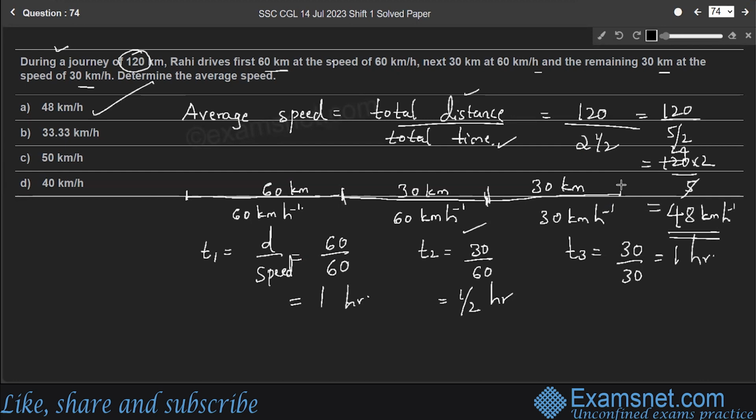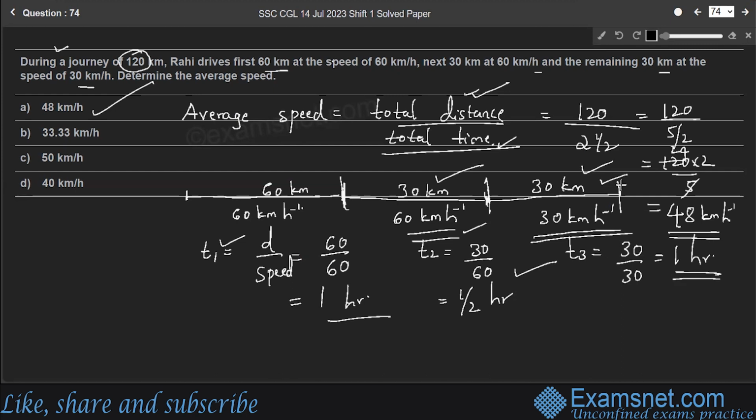Option A. So here we need total distance, which is already given. To find total time, consider the time taken by Rahi in 3 parts of the journey, right? In the first part, time is 1 hour. In the second part, time is half an hour because Rahi covers less distance with the same speed, right? And in the third part of the journey, Rahi is driving with less speed and covers less distance, since speed and distance are in the same proportion. Therefore, time is 1 hour, right? So total time is 2.5 hours. Therefore, average speed is 48 km per hour. Option A.